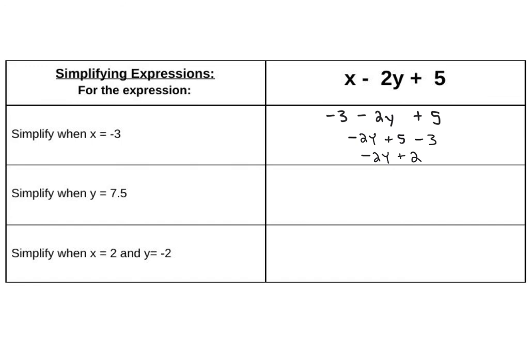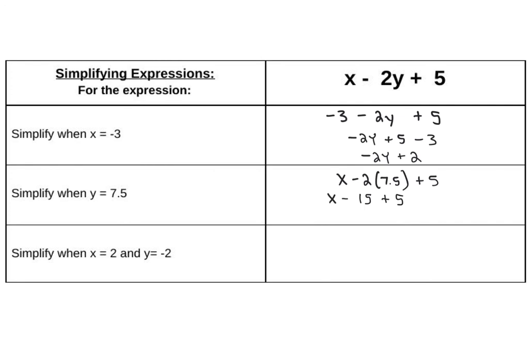I'll do one more. What if it says our y is 7.5? In this case, we can rewrite our expression, x. Instead of a y, I'm going to put 7.5. So x minus 2 times 7.5 plus 5. Right? That's saying my coefficient is negative 2, which means I have negative 2 sets of 7.5. I can go ahead and calculate this out. X, then negative 2 times 7.5 is 15. So x minus 15 plus 5.